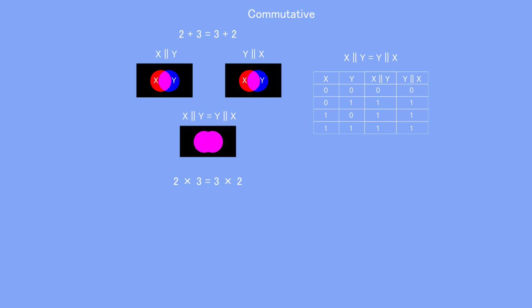The second law. It is almost like the first, but multiplication and logical AND are used. Let's check with the truth table. As we can see, this law is correct.